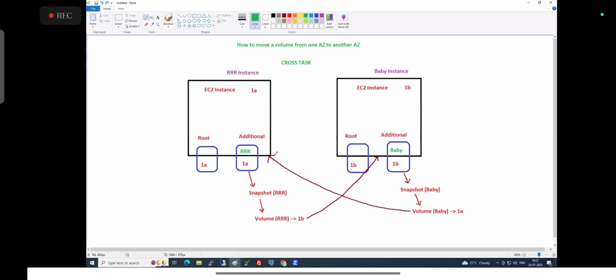If you want instance, first instance, you want triple R movie and baby will both, don't delete the volumes. D drive, you have triple R anyways. E drive, attach it, baby movie. But if you don't want triple R, delete the triple R and have only E drive.